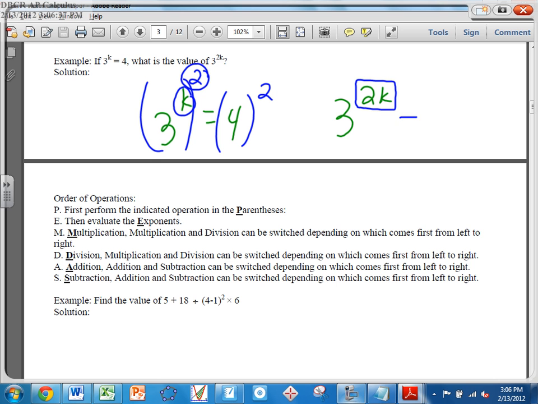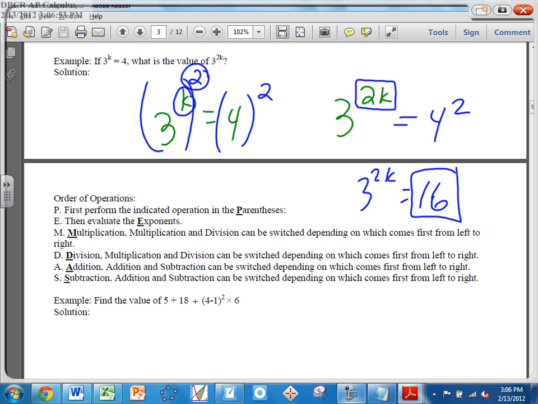So 3 to the 2k is really 4 squared. Well, 4 squared is just 16. So this problem is a tricky one because of several things. It says, what is the value of 3 to the 2k? It does not ask you for the value of k. So please don't try and solve for k here.